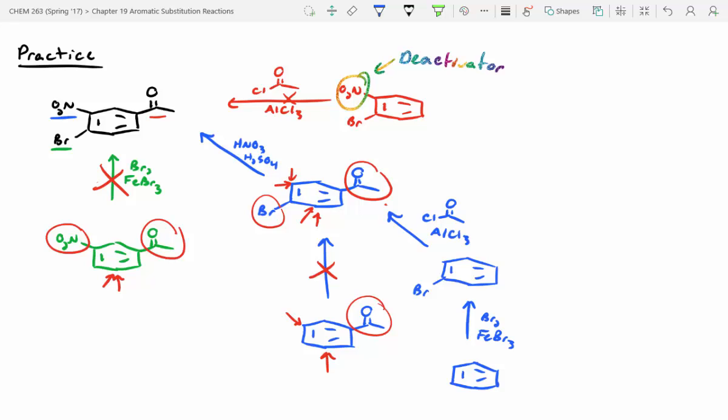All right, I think that's where we'll leave it today. Tomorrow when we come in, we'll switch gears and talk about nucleophilic aromatic substitution and then addition elimination reactions.